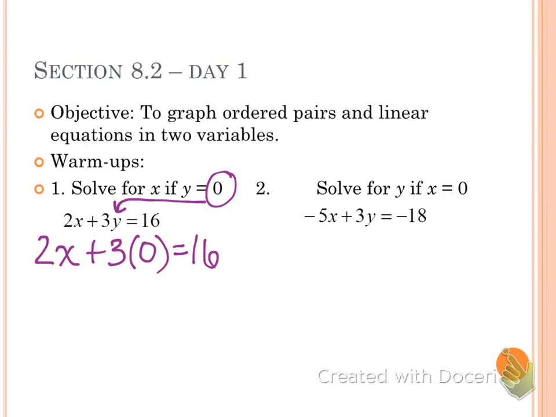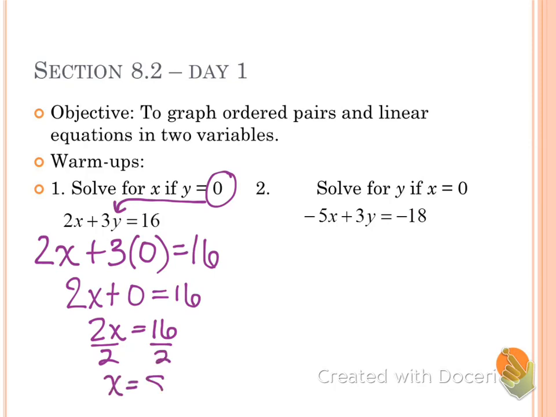Then we just start evaluating and solving. What is 3 times 0? So we have 2x plus 0 equals 16. What's 2x plus 0? 2x. It's not changing it. Who can raise their hand and tell me what to do to solve this? Jaquan? Very good. We divide both sides by 2. We get that x is equal to 8.